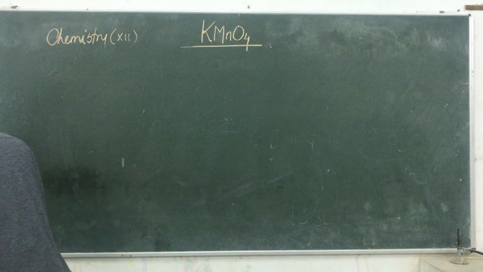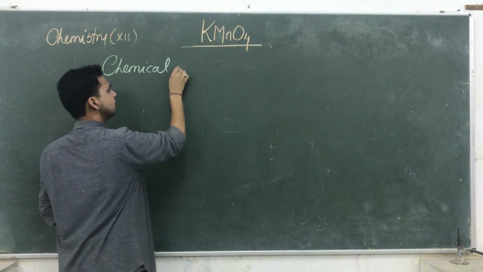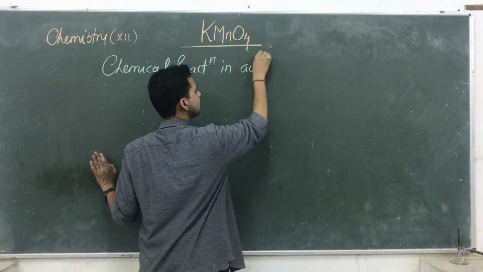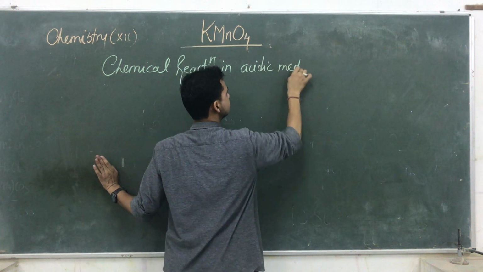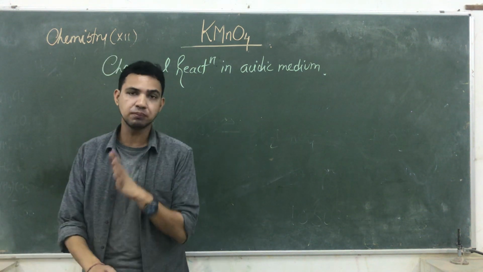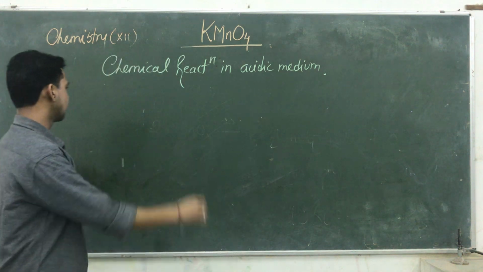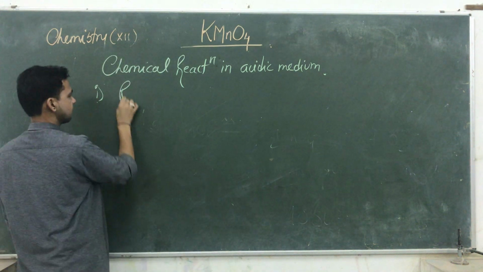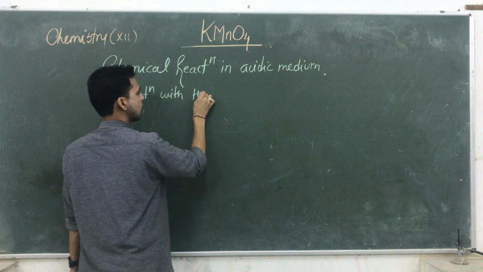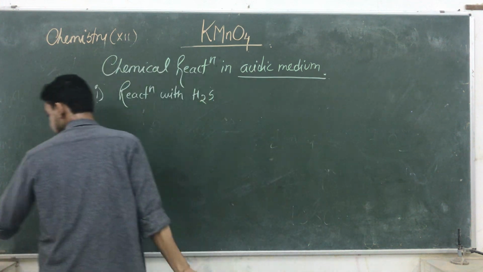So see, chemical reaction in acidic medium. In acidic medium we are performing, but guys, the first step that we are going to do here will be common in all the reactions, okay? The first one is reactions with H2S. Reactions with H2S. So what happened? But in which medium? Acidic medium. So we need to balance.